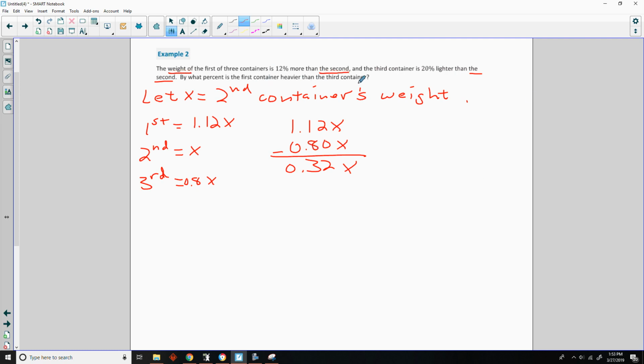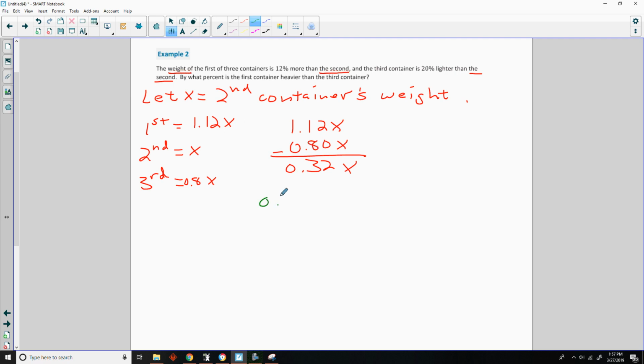By what percent is the first container heavier than the third? Okay, so if our second container weighed 100 pounds, the first container weighs 112 pounds. The third container weighs 80 pounds. So the difference in weight would be 32 pounds. It wants to know by what percent the first container is heavier than the third container. So what I need to do now is take their difference and divide by what the third container is.